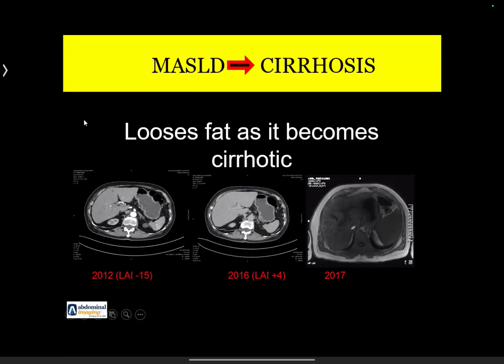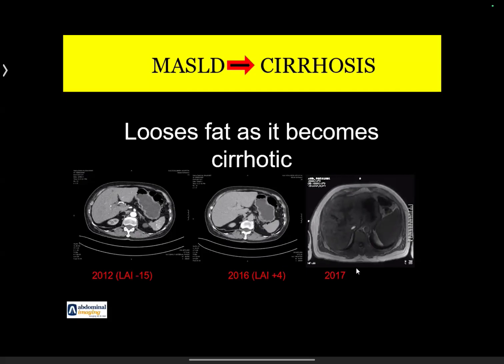This is what happens over time. So this is a patient from 2012. The liver attenuation index was -15. +5 is normal. In 2016, the liver attenuation index becomes +4, and this is a stage where LFTs also become normal.